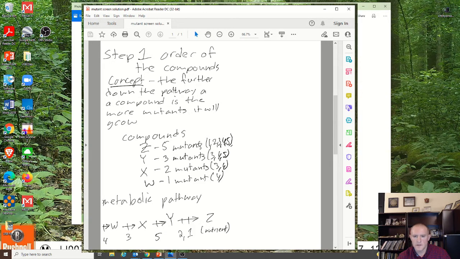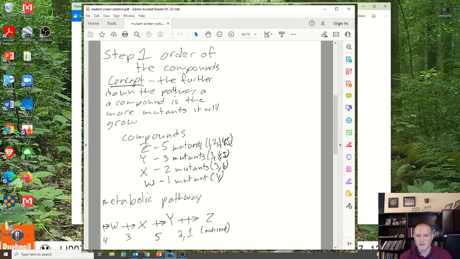So the first thing you want to do in a mutant screen problem, step one, is to place the compounds in the correct order of that linear metabolic path, right? So now that we know that it's a mutant screen, one of the assumptions is that that metabolic path is linear, right? So we need to basically place those compounds in the correct order. And next, you want to think about, okay, what sort of concept do you use to do that?